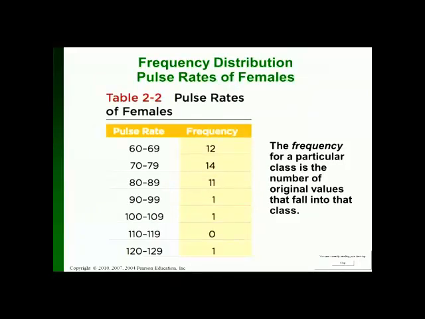Most folks' pulse rates fell in the range of 70 to 79. Second most was 60 to 69. So at least for this group, if not for the entire population, because we don't know if this group is representative of the entire population or not, the vast majority had pulse rates between 60 and 79. Very few had pulse rates above 90. So it's just a way of organizing information to make it easier to understand.